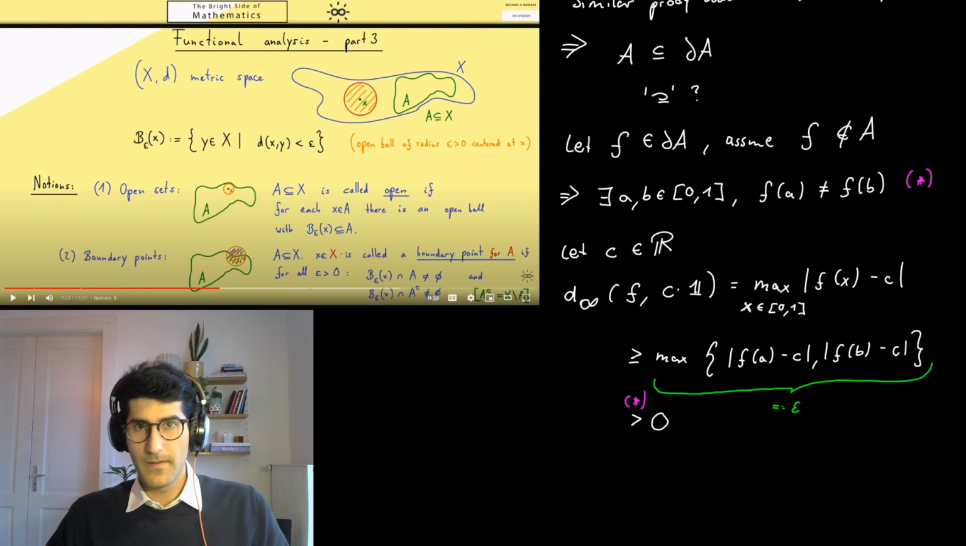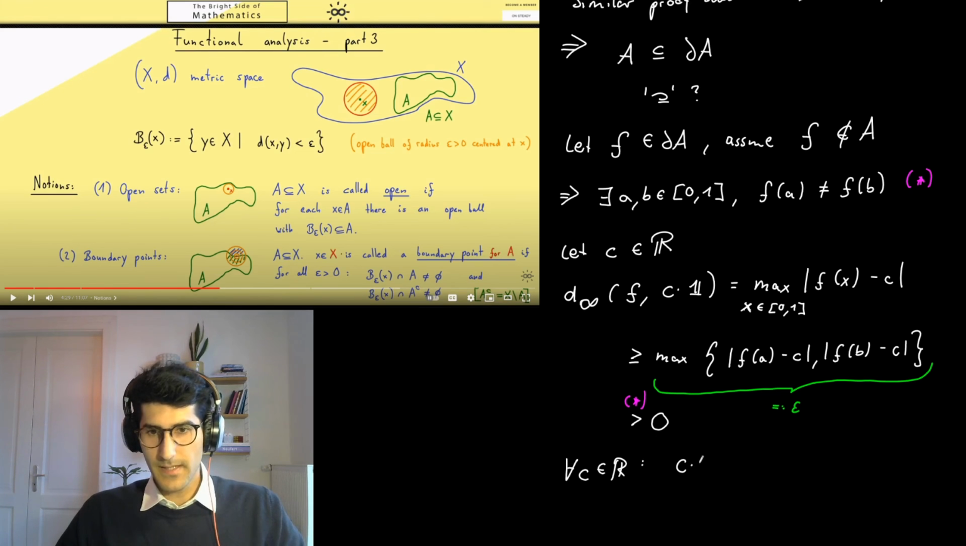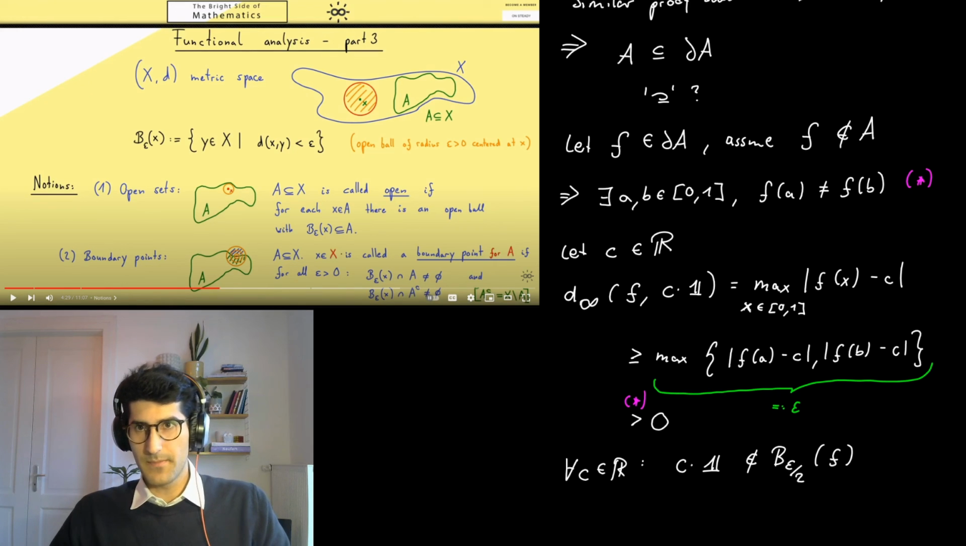Then I see that for all c in R, c times 1, so this function here, will not be an element of the epsilon half ball around f. Because epsilon halves is of course strictly smaller. It won't be an element of the epsilon ball.